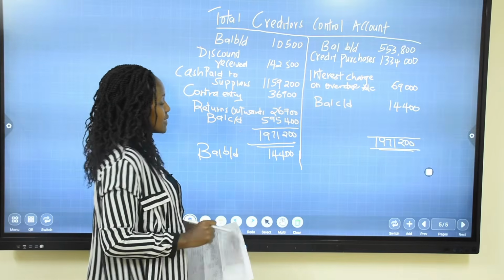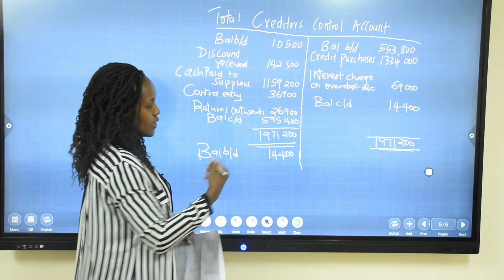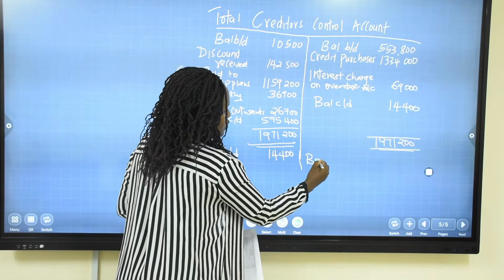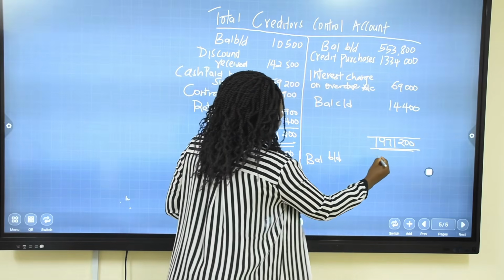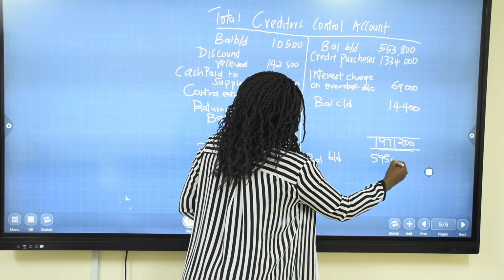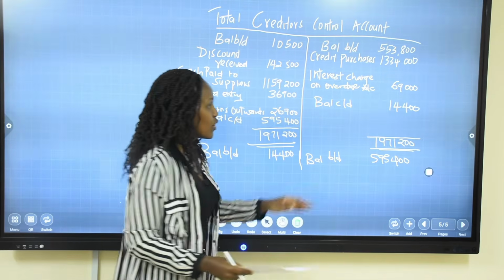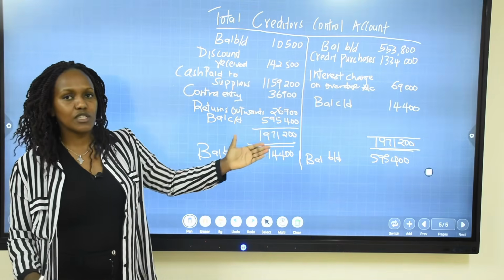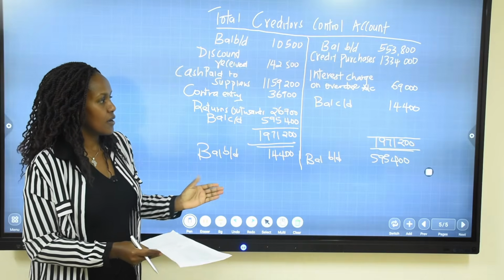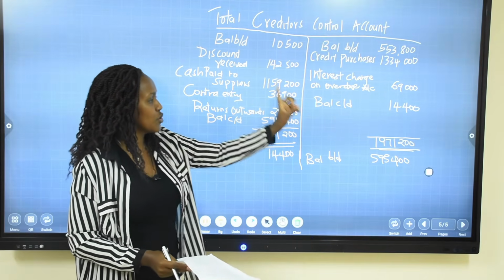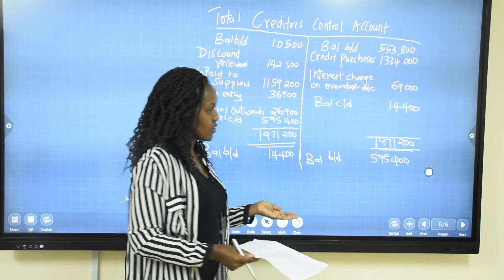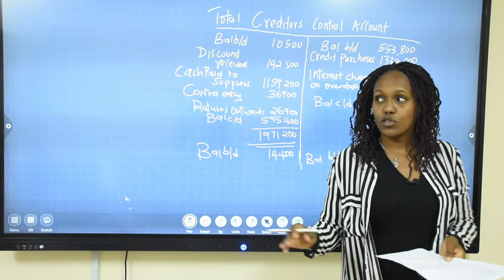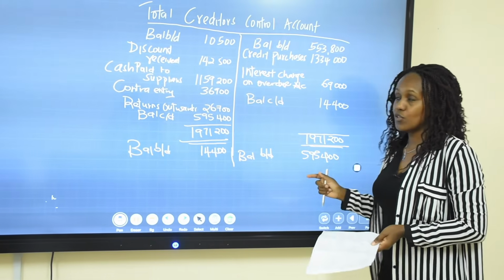And this balance is the credit balance. So we are also going to write it on the credit side here as a balance brought down, which is 595,400. So once you have one balance, you use that side, which is now already complete, to get the balance on the other side. So that is how you prepare the sales ledger control account, and also the purchases ledger control account.